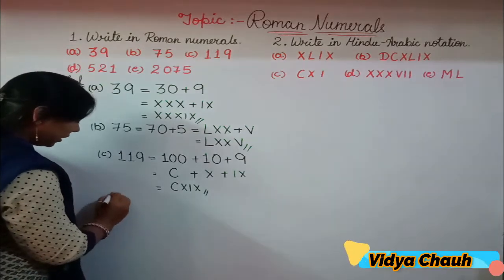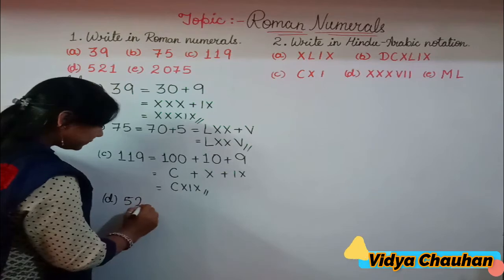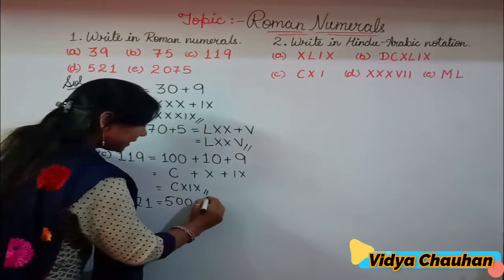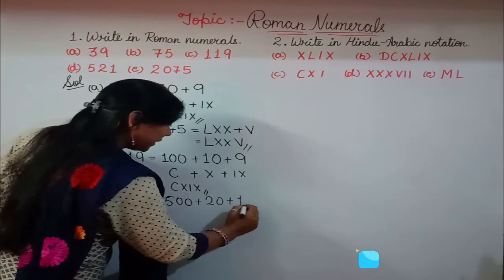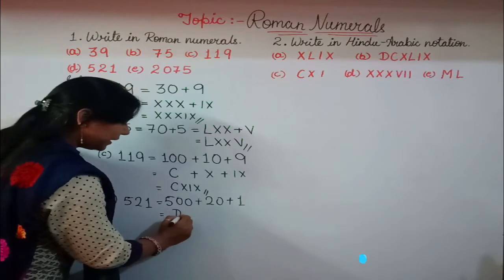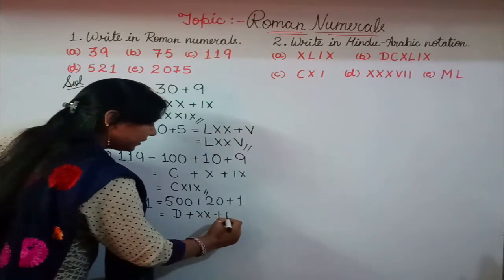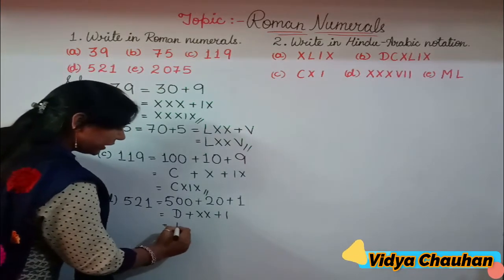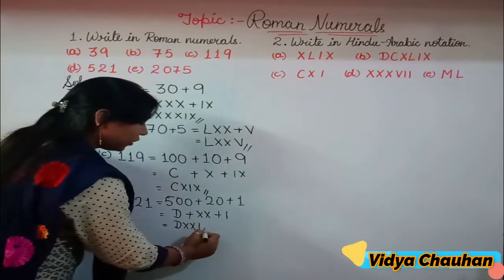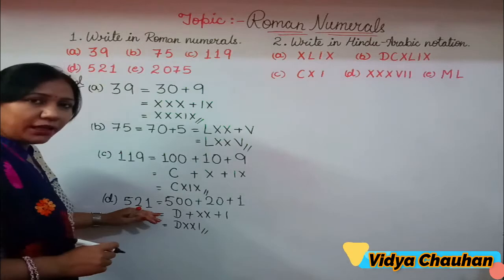Taking the next part, the D part. The D part is 521. So it is 500 plus 20 plus 1. Now what is the symbol of 500? The symbol of 500 is D, plus 20 is XX, and 1 is I. Combining them all, it is DXXI. So this is your Roman numeral for the given Hindu Arabic number 521.